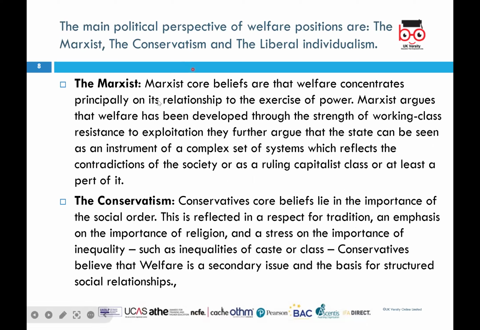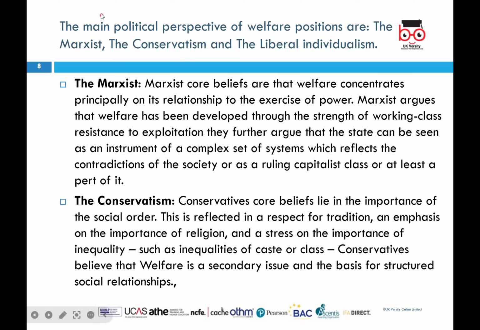What do the Marxists say? Their core belief is that welfare concentrates on its relationship to the exercise of power. They argue that welfare has developed through the strength of working class resistance to exploitation. They further argue that the state can be seen as an instrument of a complex set of systems, and this reflects the contradictions of the society. They also see it as serving a ruling capitalist class, or at least a part of it.